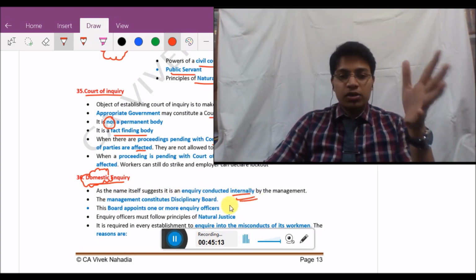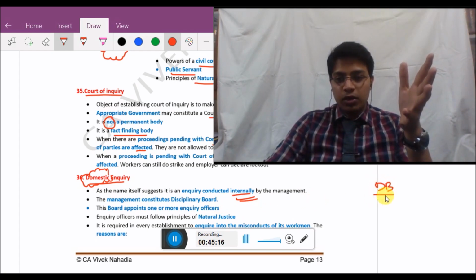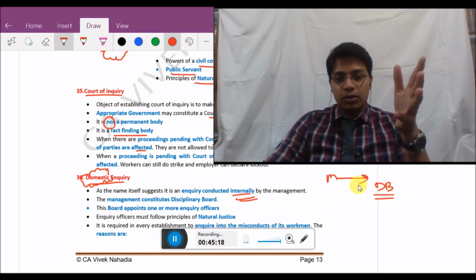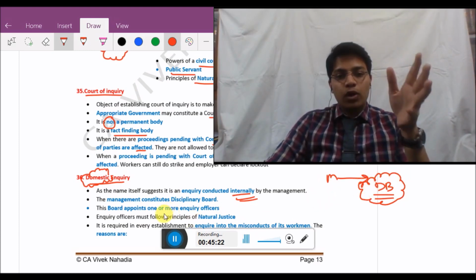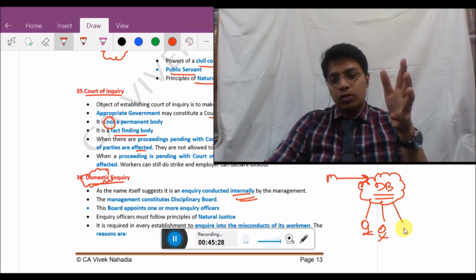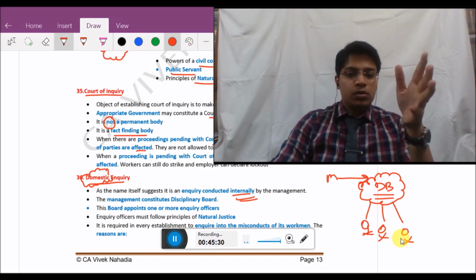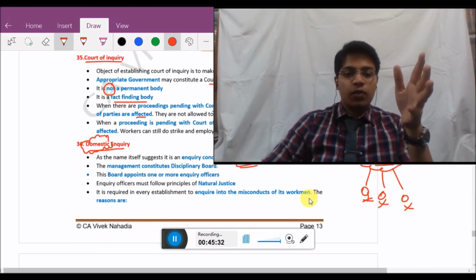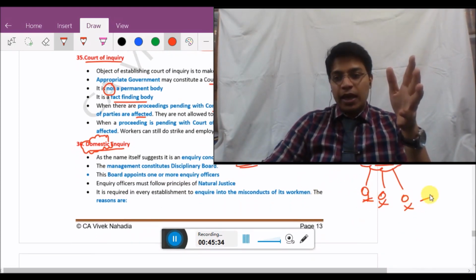The management constitutes a disciplinary board. This board appoints one or more inquiry officers. Inquiry officers are appointed by this board. The inquiry officers must follow the principles of natural justice.